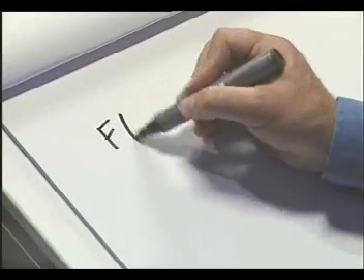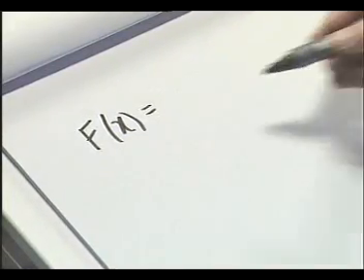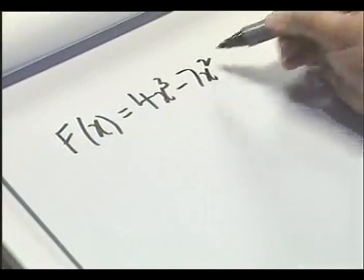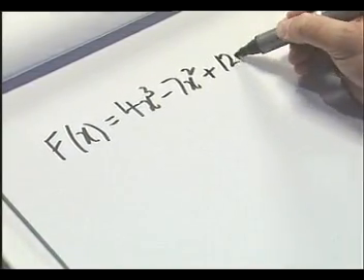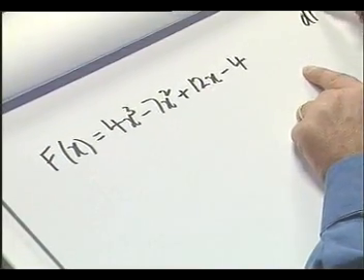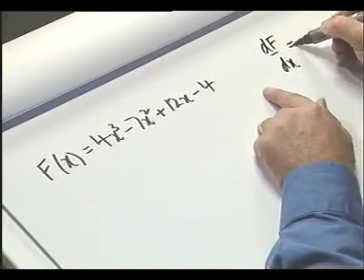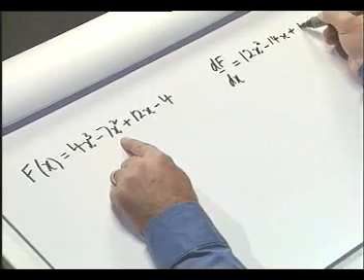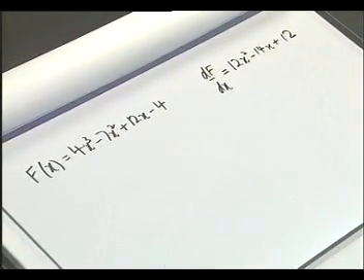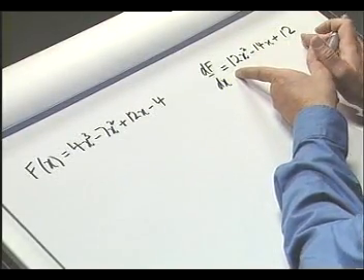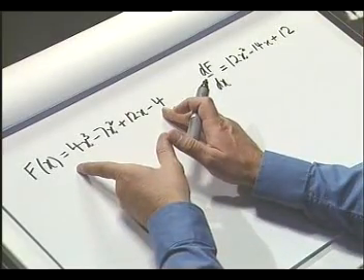Very early on in the video, we looked at this problem. We started off with little f of x being equal to 4x cubed minus 7x squared plus 12x minus 4. We differentiated it to give 12x squared minus 14x plus 12. And then we said that an antiderivative of 12x squared minus 14x plus 12 was this function, capital F plus c.